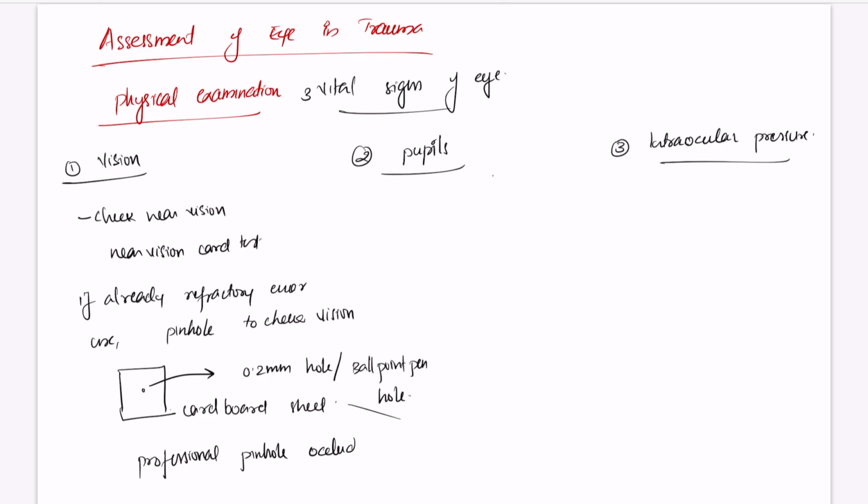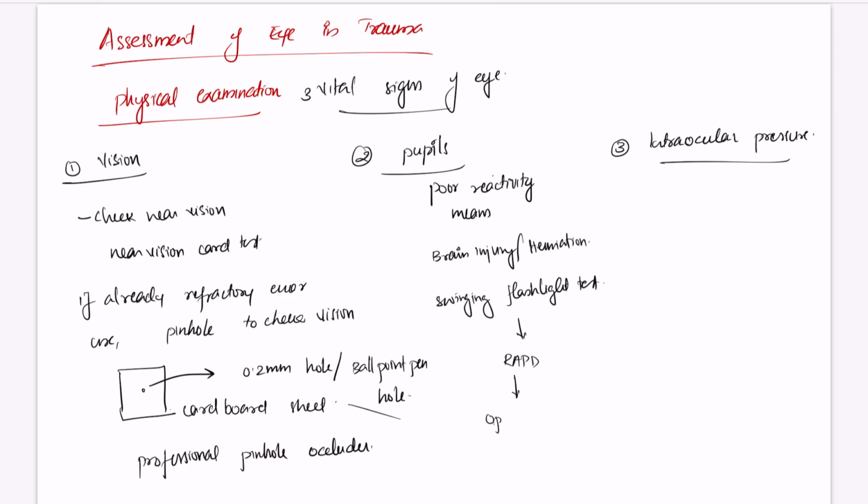In pupils, we have to look for reactivity. Poorly reactive pupils are a sign of brain injury or brain herniation. Then we have to do the swinging flashlight test, which will give us an idea about RAPD, which indicates optic nerve injury.